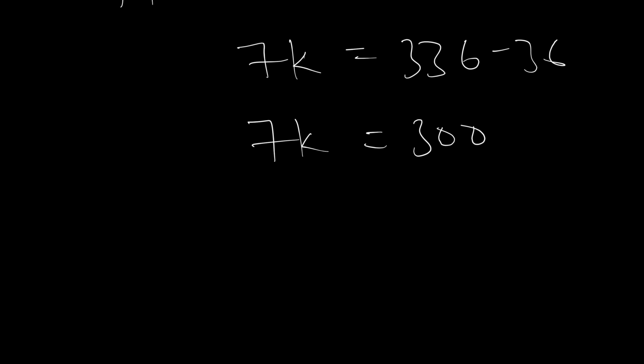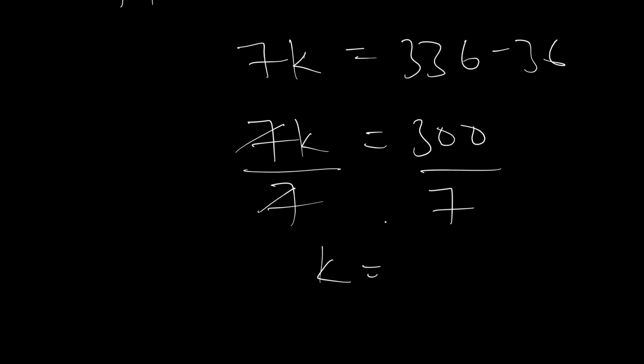Now to find k, we divide both sides by 7. So we divide here by 7, here by 7. Our k will be equal to 300 divided by 7, and that's 42.86.